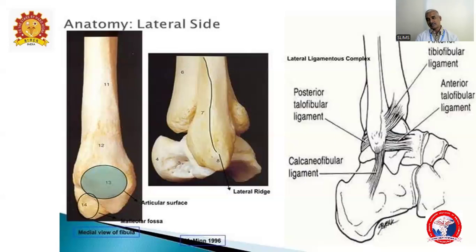In the anterior aspect, the anterior talofibular ligament. And one that is fixed to the calcaneum, we call the calcaneofibular. So anterior, posterior, and inferior, it's all stabilized with these three ligaments.